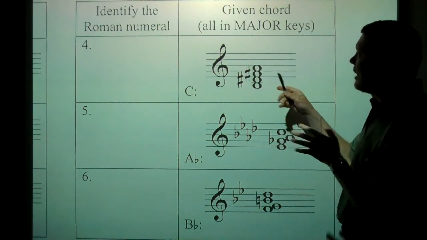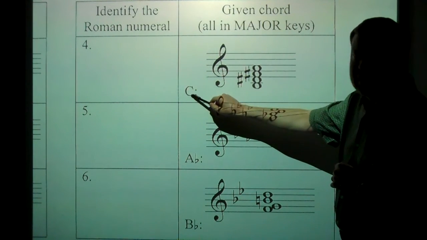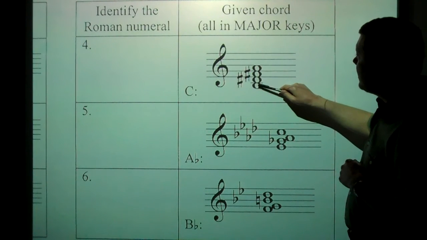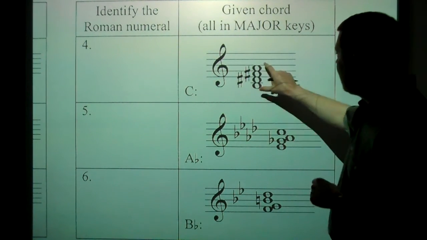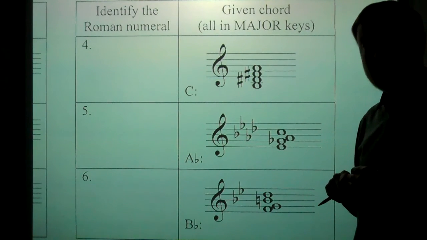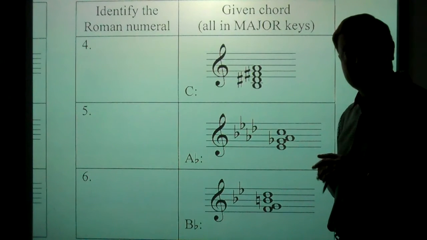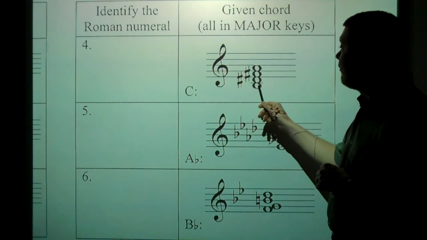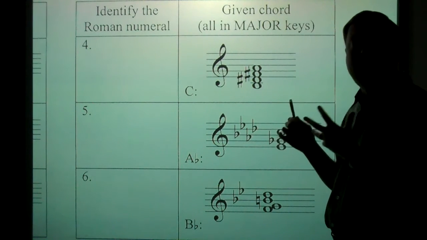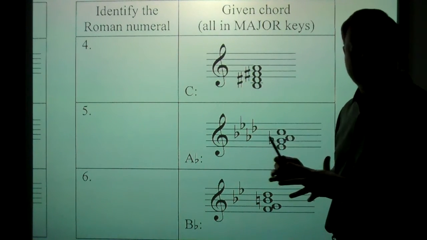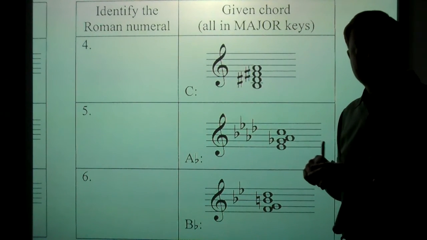Alright, let's apply that step to number 4 here. Even though we're in C major, the chord we're looking at is B, D sharp, F sharp, A. Well, it looks like it's a 7th chord. Is that a major minor 7th chord? Yes, it is. So far, we're thinking that this chord could potentially be a V7 of something. I don't know what it's a V7 of yet, but I know it could be a V7 of something.